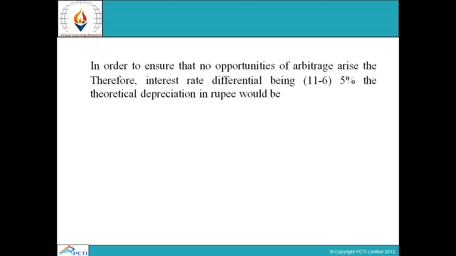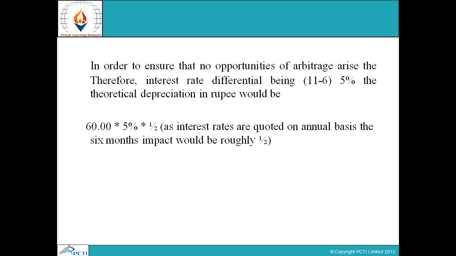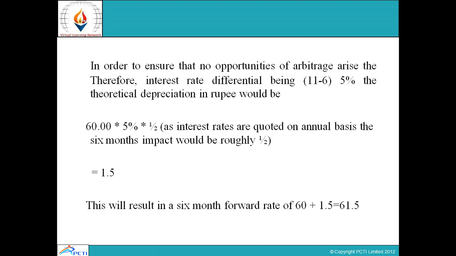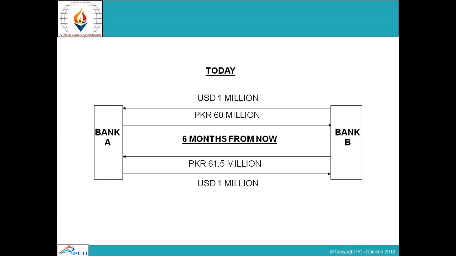In order to ensure that no opportunities of arbitrage arise, the interest rate differential being 11 minus 6, which is equal to 5%, the theoretical depreciation in rupees would be 60 multiply 5% multiply 1 by 2, as interest rates are quoted on an annual basis, the 6-month impact would be roughly 1 by 2, which is equal to 1.5. This will result in a 6-month forward rate of 60 plus 1.5, which is equal to 61.5. Today, USD 1 million, PKR 60 million, Bank A and Bank B, PKR 60 million, PKR 61.5 million and USD 1 million 6 months from now.